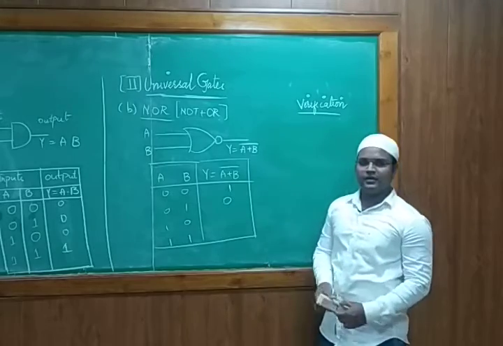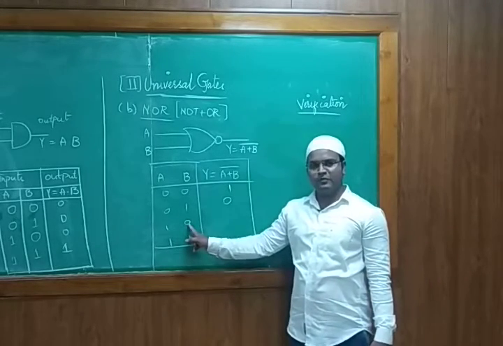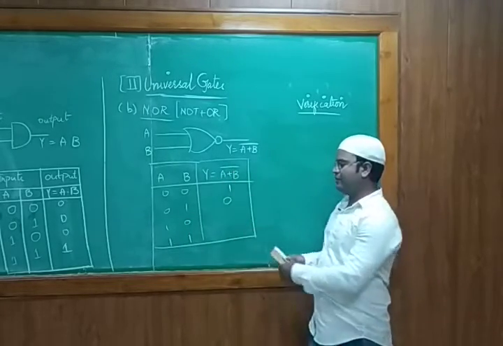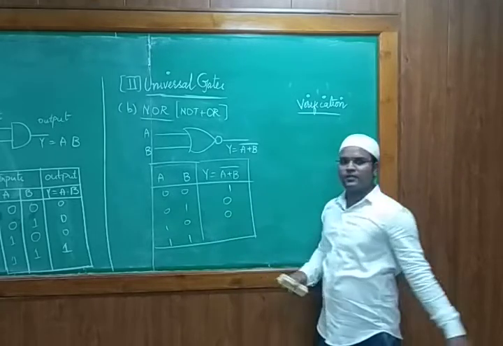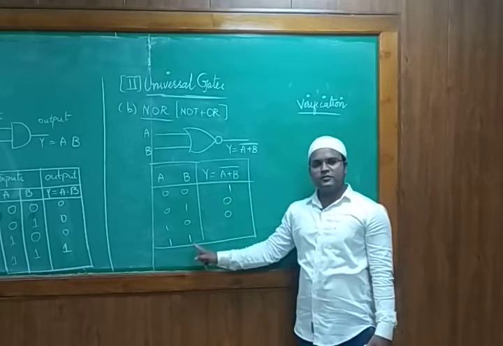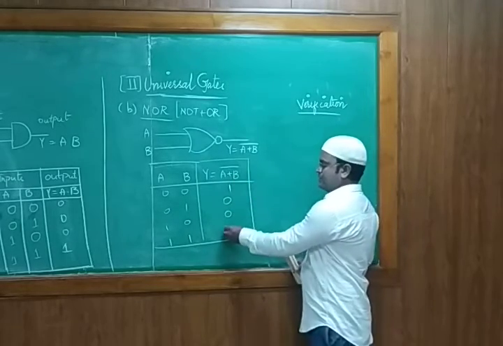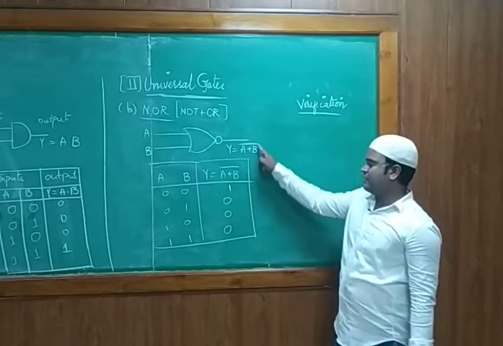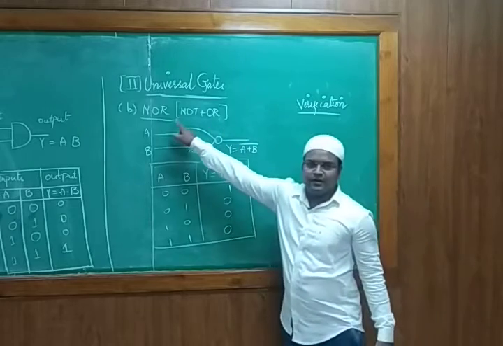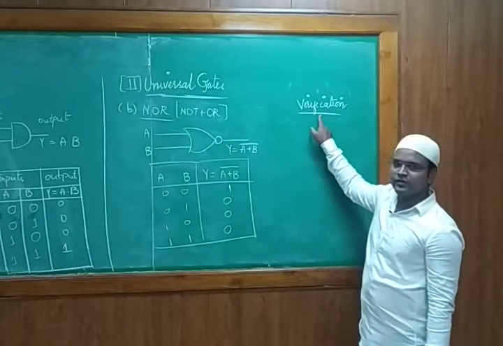Like that, if I have 1 plus 0, that would be 1, but since we are taking the complement, we need to mention 0. Similarly, again, 1 plus 1 would be 1, but since we are taking the complement, we need to mention 0. So this is our truth table for the NOR gate. Now the next thing is that we need to go for its verification.